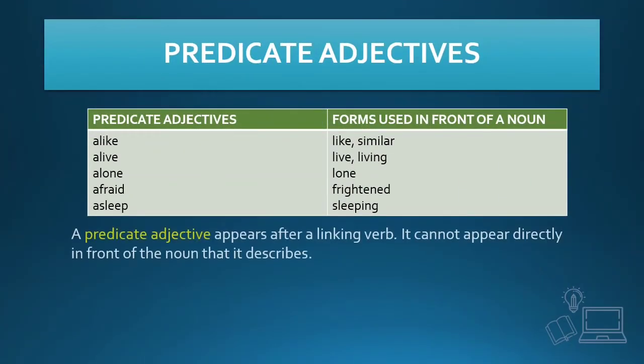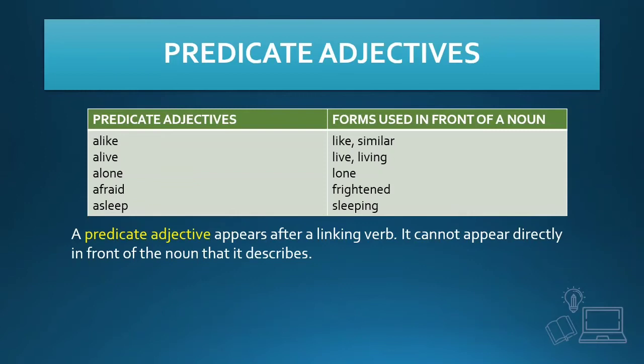Next, we are talking about predicate adjectives. A predicate adjective appears after a linking verb. It cannot appear directly in front of the noun that it describes. Predicate adjective terletak setelah linking verb dan tidak dapat diikuti oleh noun.